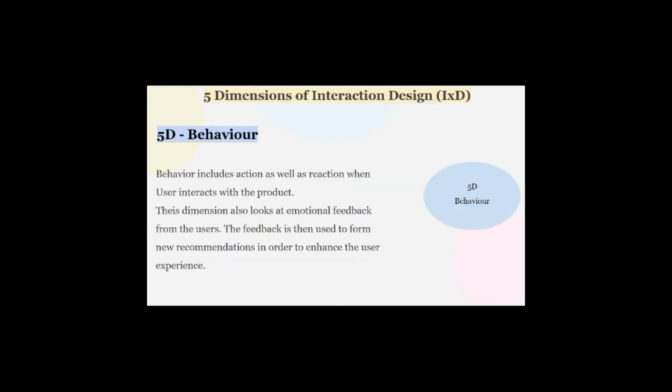Fifth dimension is behavior. It ultimately depends on how the other 4 dimensions have influenced the user's interaction with the product. Behavior includes action as well as reaction when the user interacts with the product. This dimension also looks at emotional feedback from the user. The feedback is then used to form user recommendations.